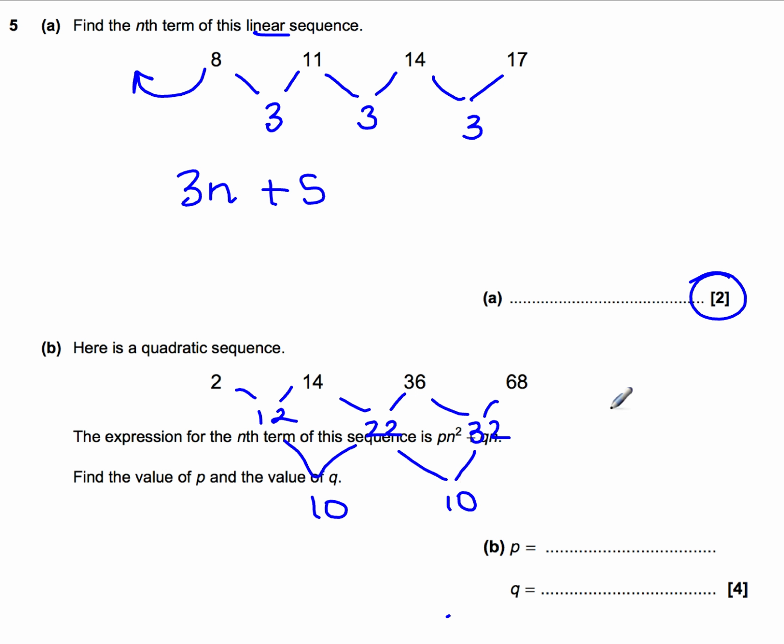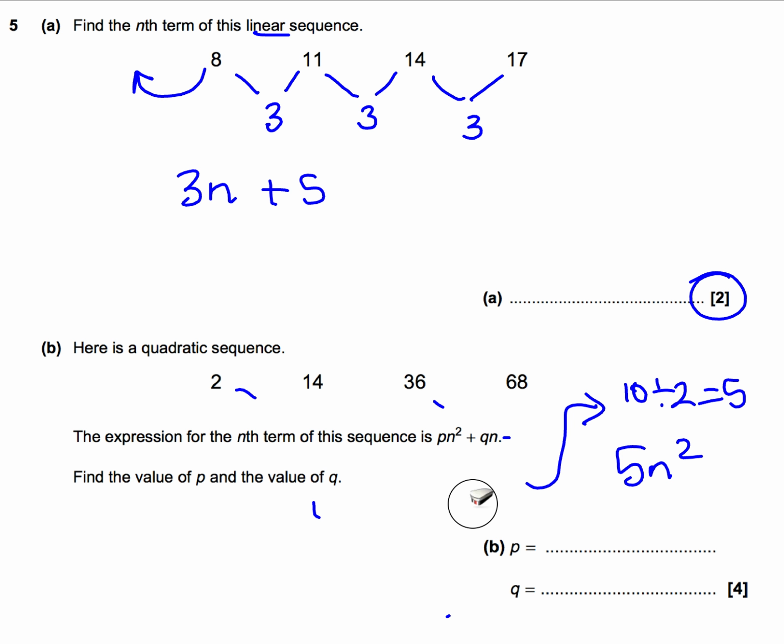So it means if I know my second difference is 10, what I'm going to do is take the 10, divide by 2, and that's going to give me 5. So the number in front of the n squared is going to be 5. So I already know part of my formula is going to contain a 5n squared. Because I've already worked that bit, I'm now going to continue with the next bit.